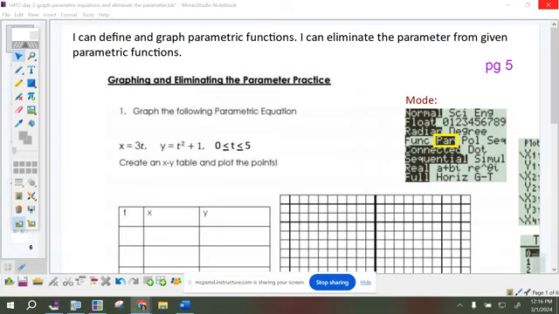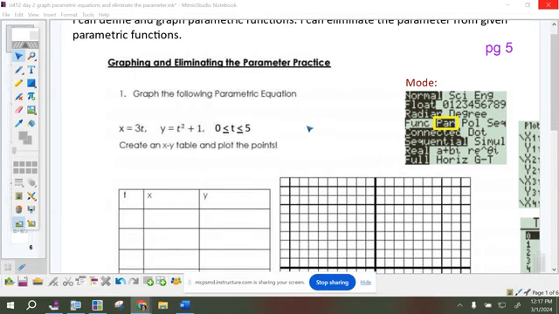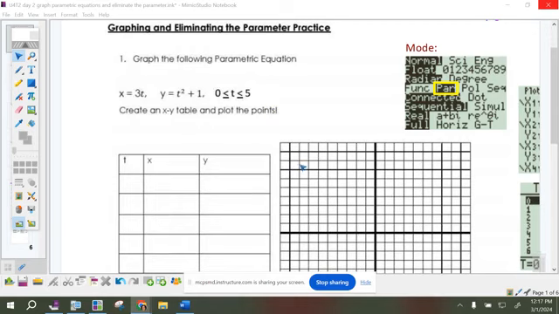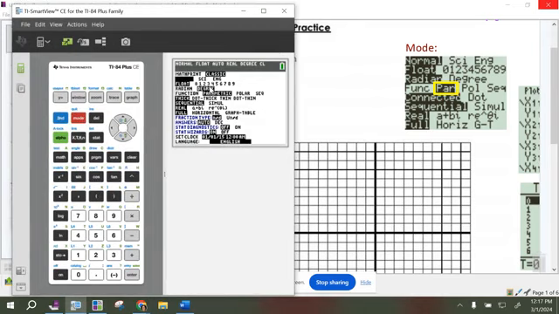This is a video for the second day of pre-calculus graphing and eliminating the parameter of parametric equations. So on page 5, to make our graph, we have to get some points to put on our grid. So make sure your calculator is in parametric mode. We hit the mode button in parametric.